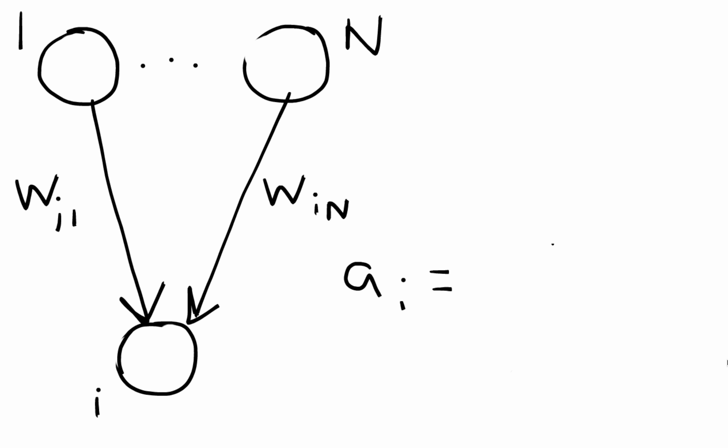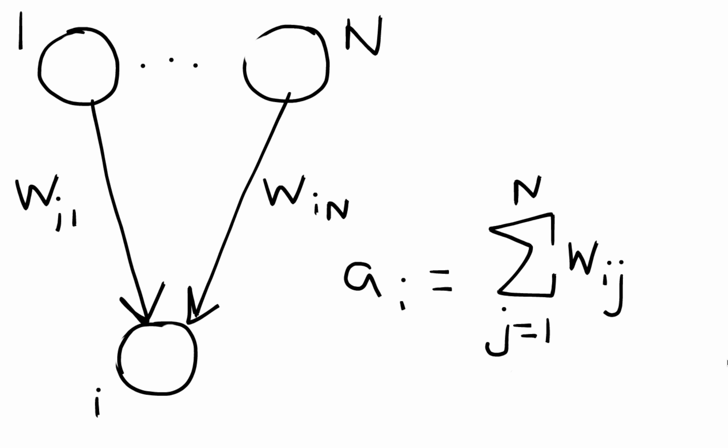We can write down that the activation of neuron I is equal to the sum over all of the n neurons that influence it, where the influence of any given incoming jth neuron is equal to the weight of the connection from neuron j to neuron I multiplied by the activation of the incoming neuron j.